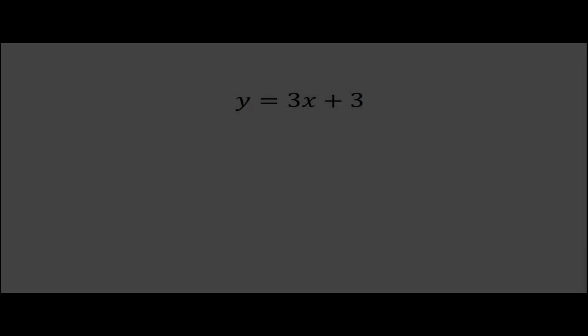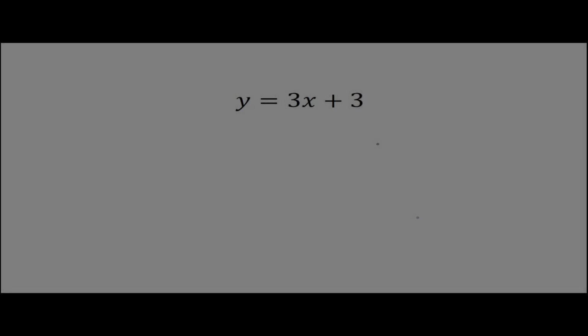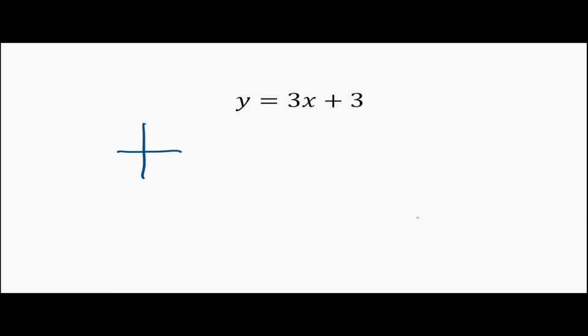Let's say we have this equation here, y equals 3x plus 3. And I want to find out where it crosses the x and the y axis. So I have the x axis and the y axis. Where does it cross? So what is this point here and this point here where they cross?